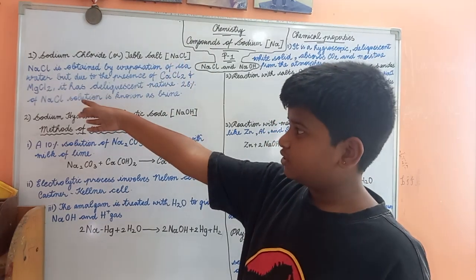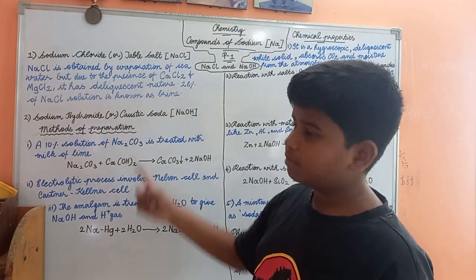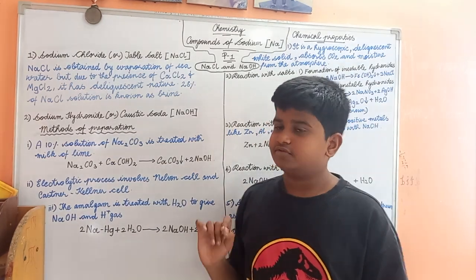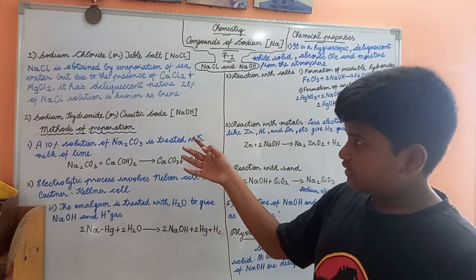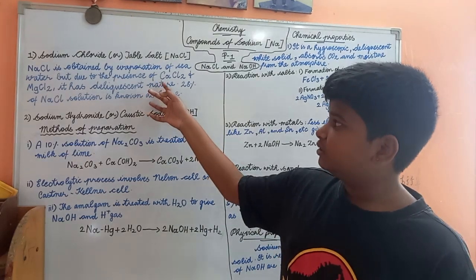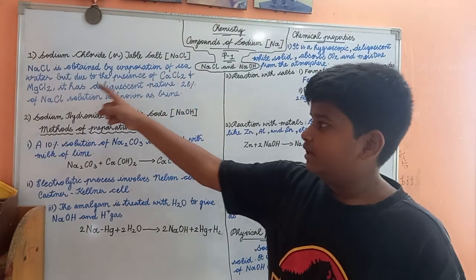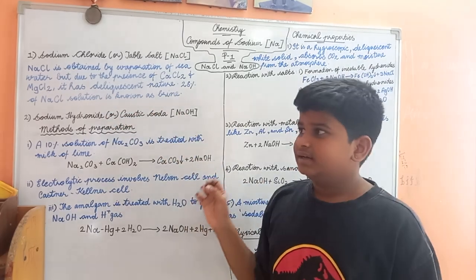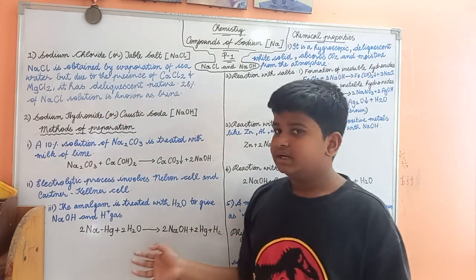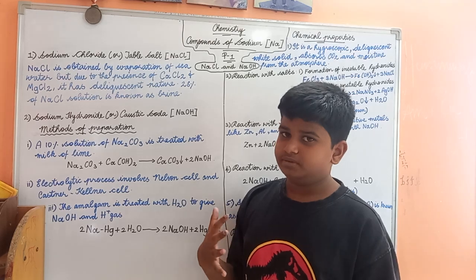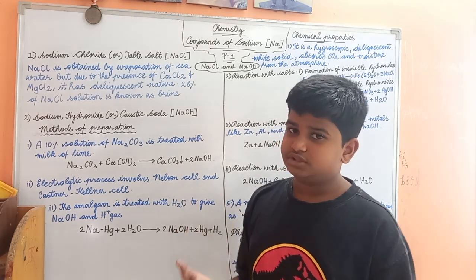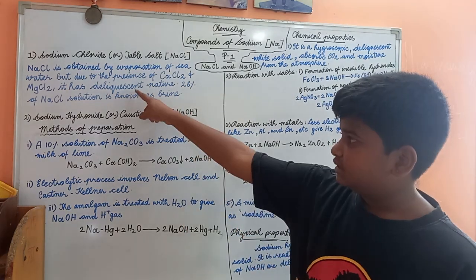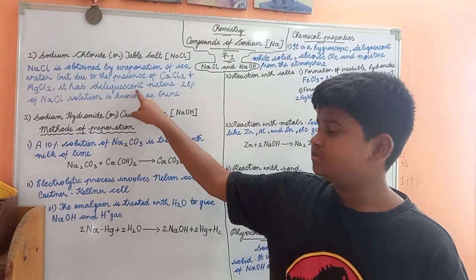Sodium chloride is obtained by evaporation of seawater because seawater contains 2.17% by mass of sodium chloride. But due to the presence of sodium chloride and magnesium chloride, it has a deliquescent nature. Guys, deliquescent means it absorbs the moisture, but it loses its shape. It loses its crystalline shape and it dissolves in moisture.